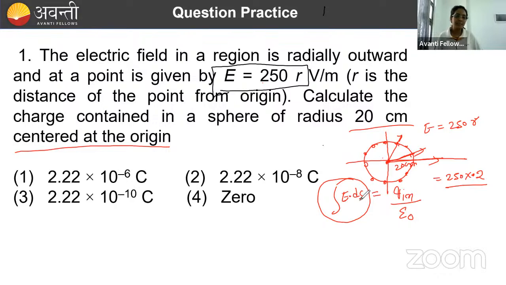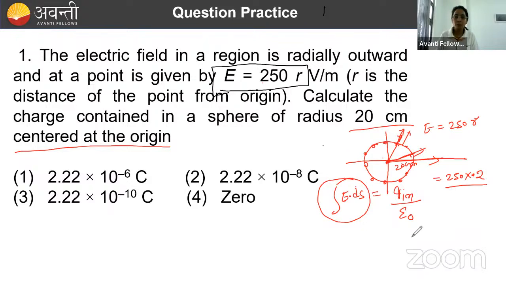Now the angle between E and ds is how much? 0 degree, because the electric field is this and the normal to the surface is also this. So again cos 0 is 1. ds will be how much? You have to calculate its area. Area will be how much? 4 pi r square. Done.